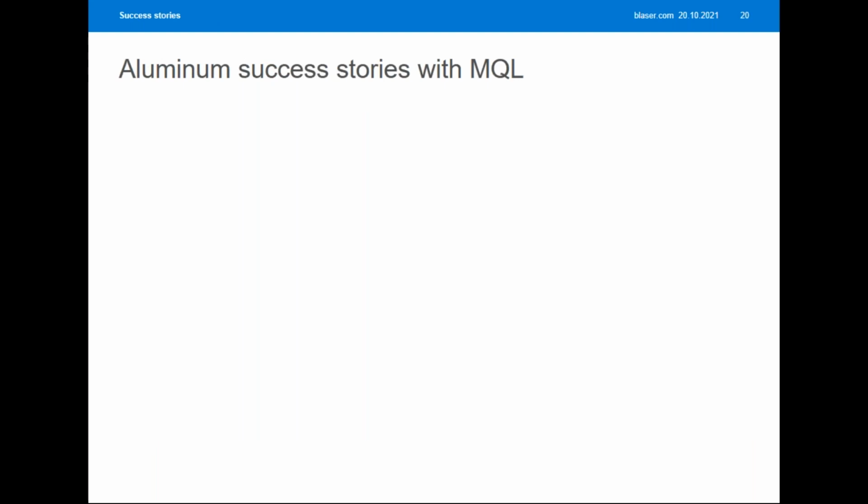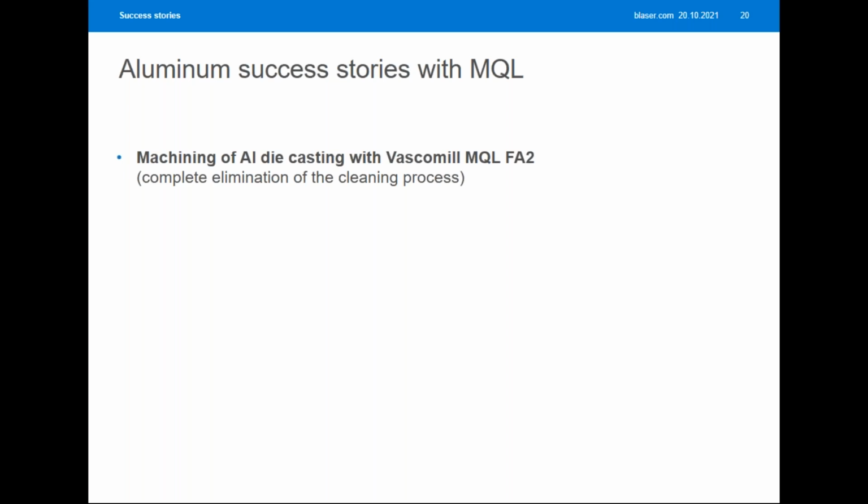So then we come to the success stories that we were able to work out for our customers, and one very nice example was a producer of cast aluminum workpieces for an automotive company, working with FA2, and he was able to eliminate his cleaning process completely. So with a very strong performing MQL oil, he was able to reduce the oil amount needed, and that way he could eliminate his cleaning.